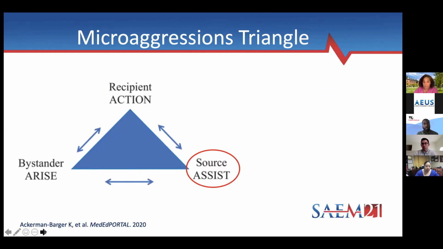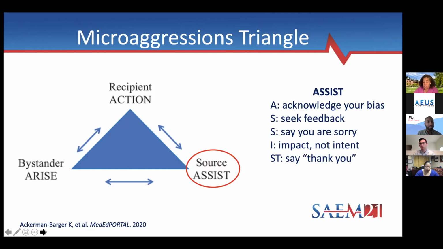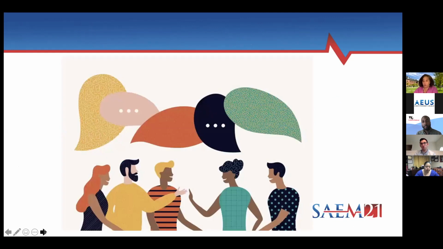So the last piece of the triangle is the source. And if you realize that you were the source of something like this, acknowledge it, own it, admit you're wrong, get some feedback on what it was that was wrong and why, apologize, realize that even if you didn't intend to hurt someone, the impact is that it was hurtful, and then thank them for acknowledging it.